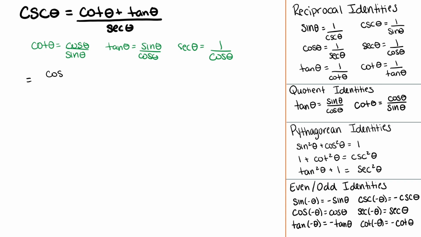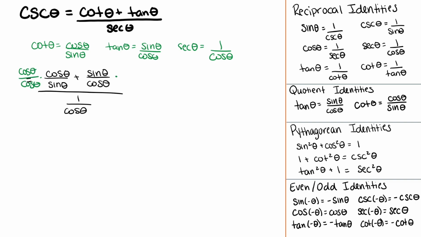So let's rewrite all of those trig functions using what we've just identified. So cosine over sine plus sine over cosine all over 1 over cosine. In our numerator, we want to add these two together. So the only way we're going to do that is by having a common denominator. Our common denominator is going to be sine times cosine. So we'll multiply cosine over sine by cosine over cosine.